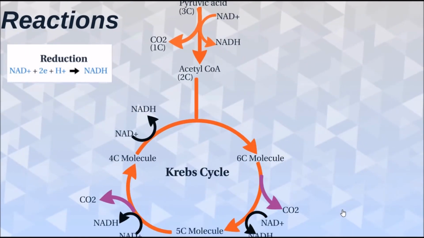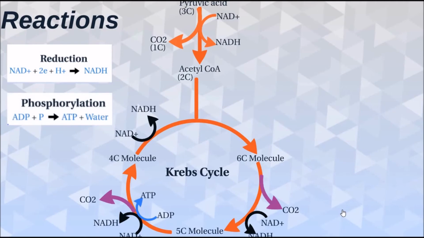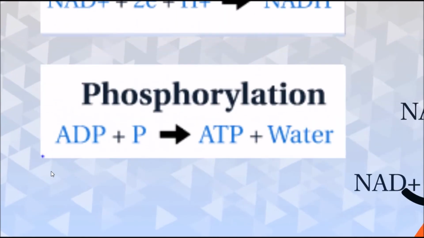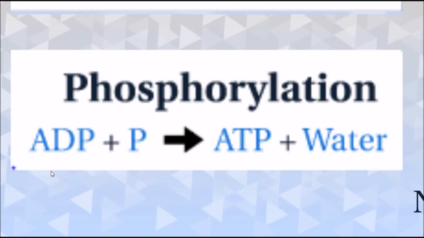In the Krebs cycle, phosphorylation also happens. So when the 5-carbon molecule is being broken apart to make the 4-carbon molecule, ADP gets converted to ATP. So ADP joins up with a phosphate group to make ATP and water. So that's the equation for phosphorylation.